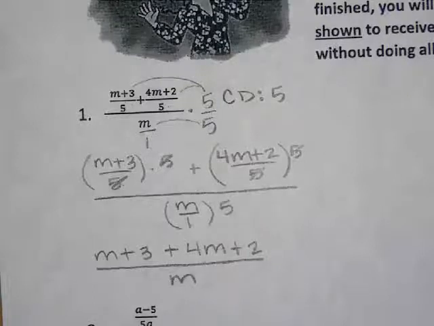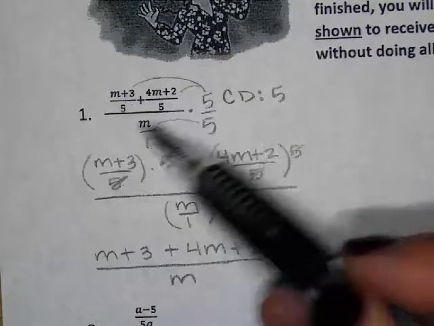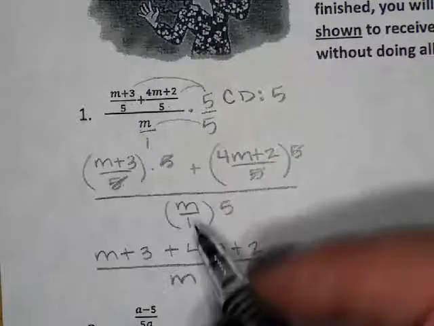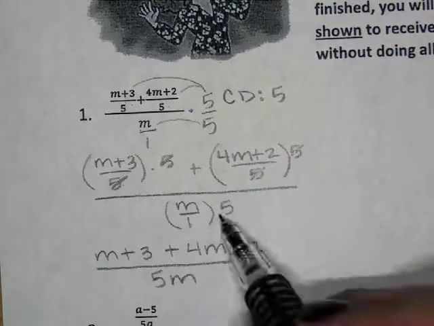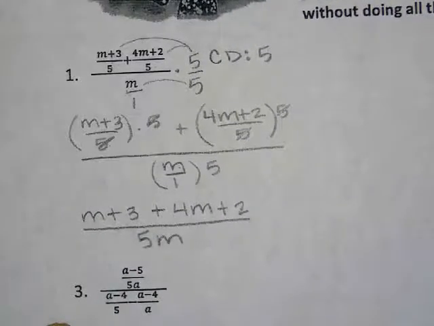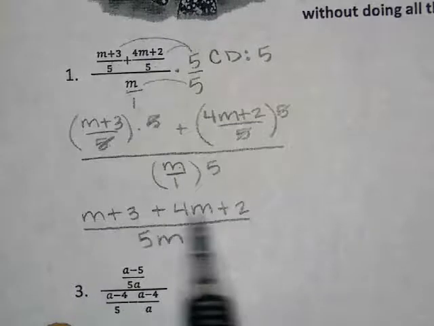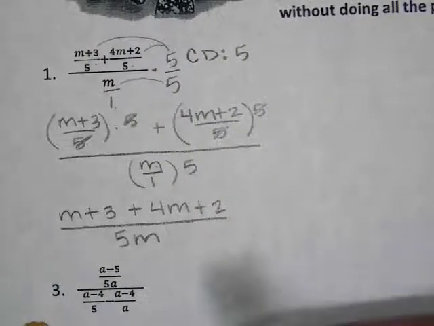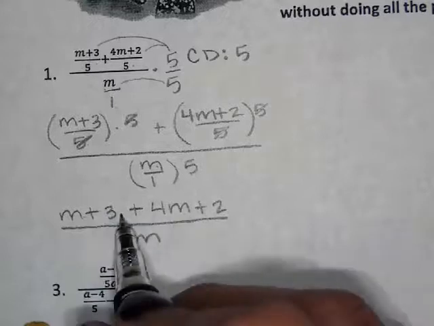So what just happened is we went from 3 fractions, 1, 2, 3 fractions, to 1 fraction. Oh, sorry, 5m on the bottom. My bad. m times 5 is 5m. Okay. Now, if I look at the top, are there any like terms I can combine? Yes. I get 5m plus 5.